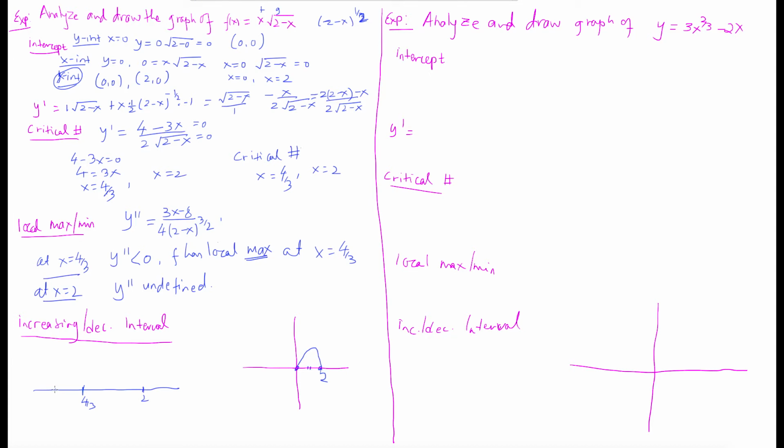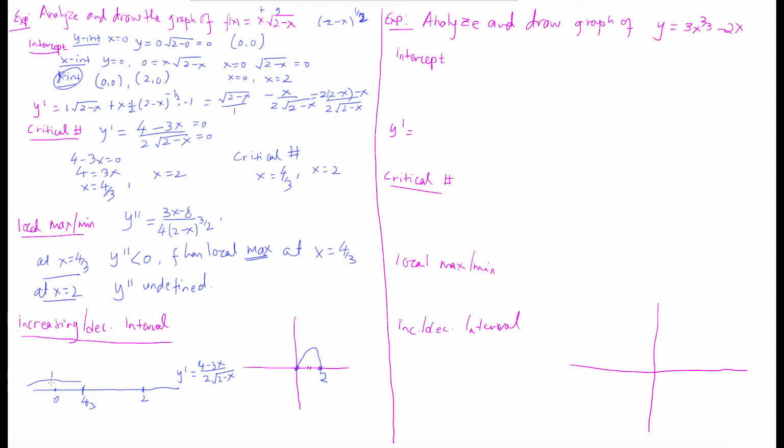So let's take a test point as 0. If you plug in 0 here, what do you get? I mean in the first derivative, right? y prime equals 4 minus 3x divided by 2 root of 2 minus x. Let's see the sign of y prime on the left of 4/3. I plugged in 0 and got 4 over 2 times root of 2 minus 0, so 4 over 2 root 2, which is positive.